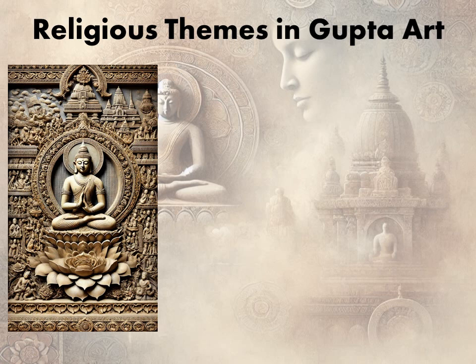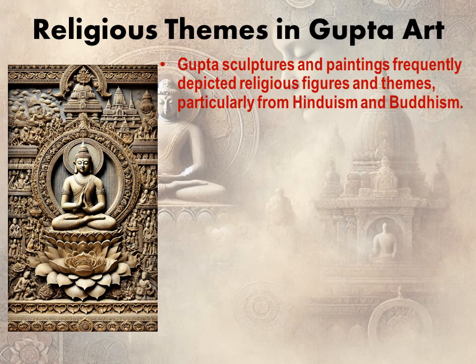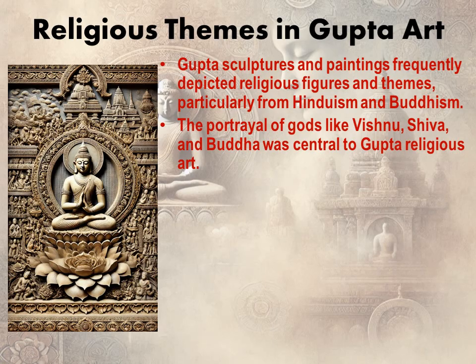Religious themes in Gupta art. Gupta sculptures and paintings frequently depicted religious figures and themes, particularly from Hinduism and Buddhism. The portrayal of gods like Vishnu, Shiva, and Buddha was central to Gupta religious art.